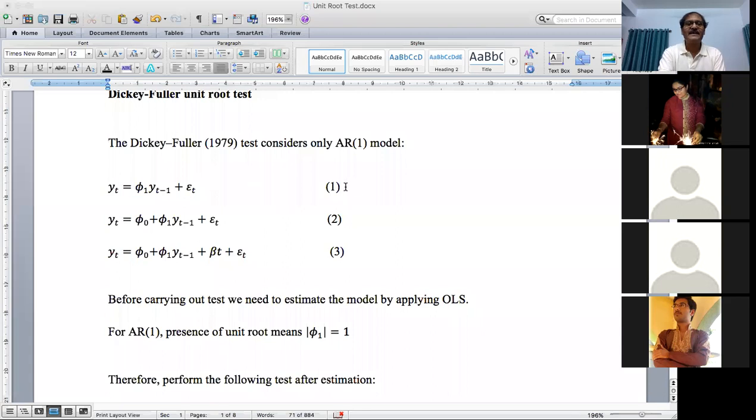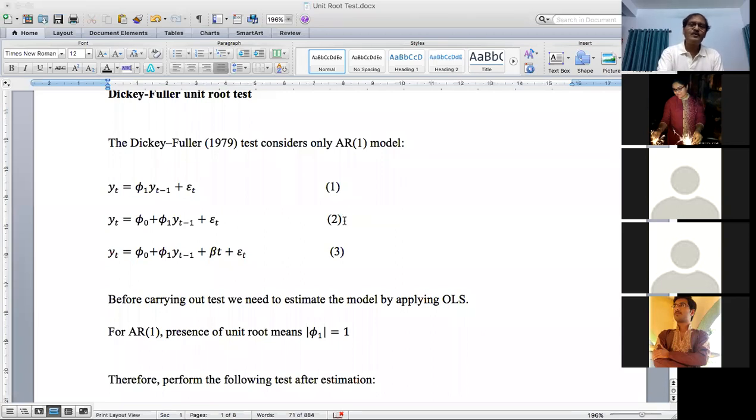So how to decide whether our data follows this type of AR1 or this type of AR1 or this type of AR1? So for that purpose also, we have to plot the data. After plotting the data, we have to decide which kind of AR1 would be appropriate for our case. In this case, there is no intercept. So if your series passes through the origin, then you can consider AR1 as shown in equation 1.